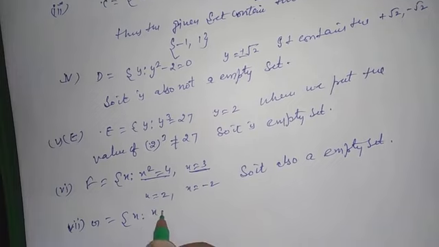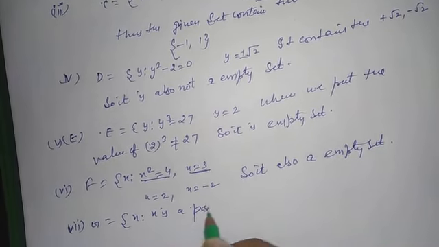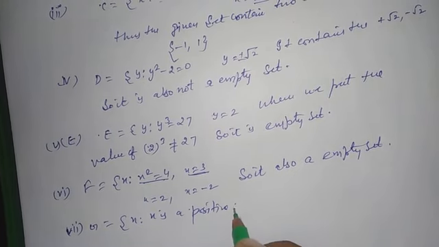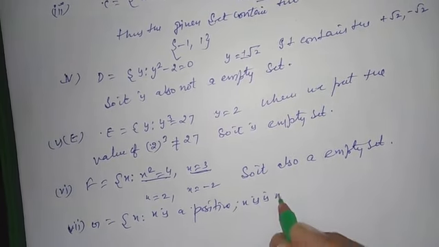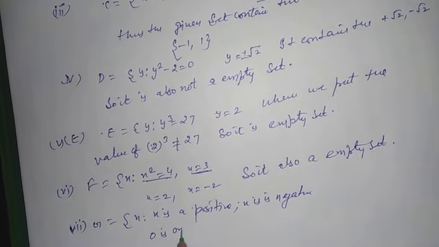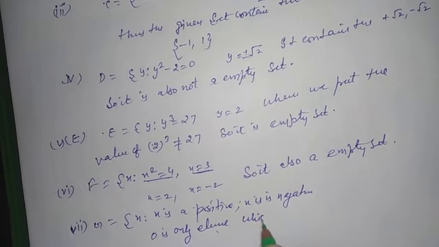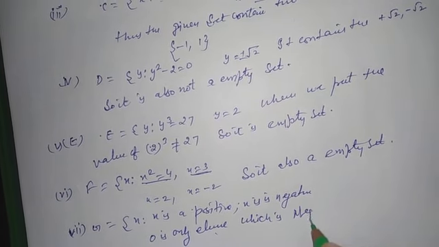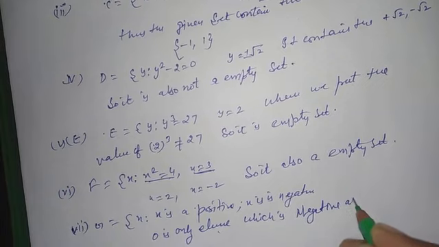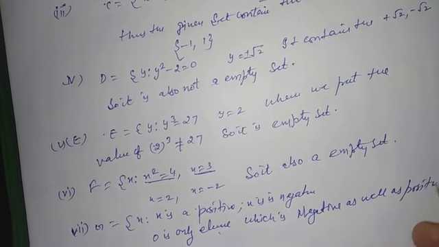See last part, x is positive, x is negative. 0 is the only element which is negative as well as positive.